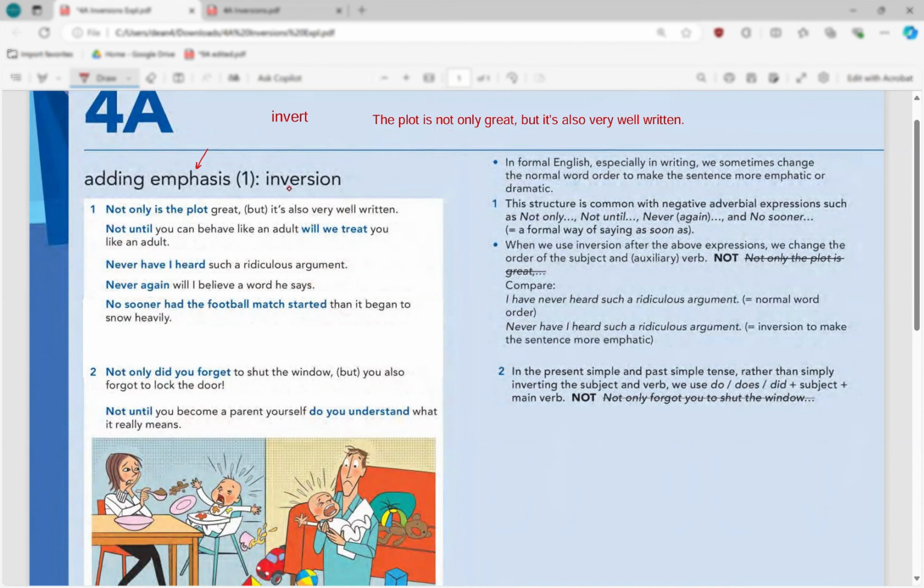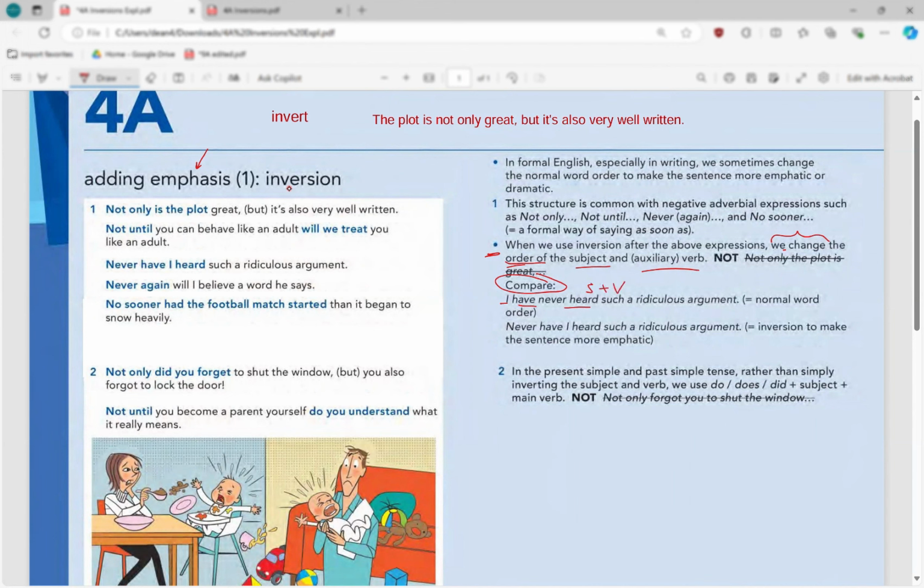So it says here, when we use inversion after the above expressions, we change the order of the subject and auxiliary verb. You see, that's the rule here. We change the order of the subject and auxiliary. We invert it. There's a comparison here. "I have never had": I, subject; have had, verb. So the subject is coming before the verb here, obviously.